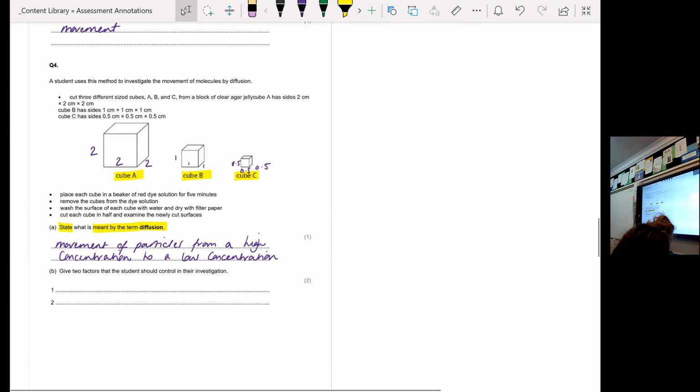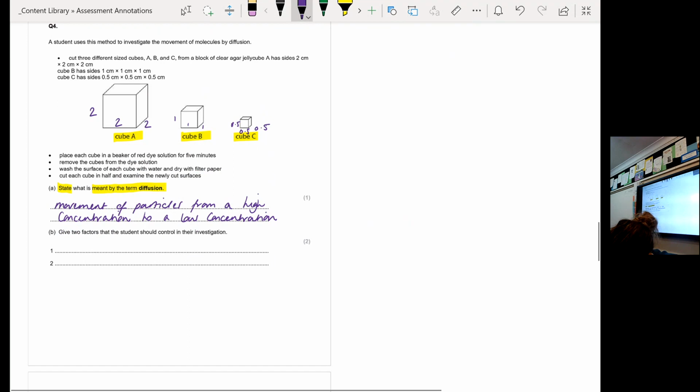We're investigating diffusion. So the next question is linked into the investigation at the top. It says give 2 factors that the student should control in their investigation. So the 2 factors they should control will be anything that could affect the rate of diffusion, because that's what we are going to be investigating. Therefore, factors that affect the rate of diffusion, I might need to think about. So factors that might affect it could be temperature. Temperature affects the rate of diffusion. If I increase my temperature, I increase my rate of diffusion because my particles have more energy.